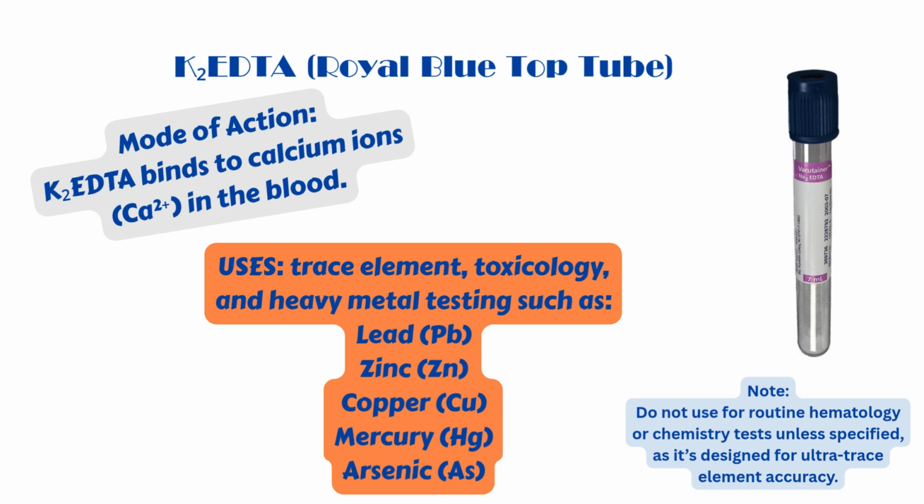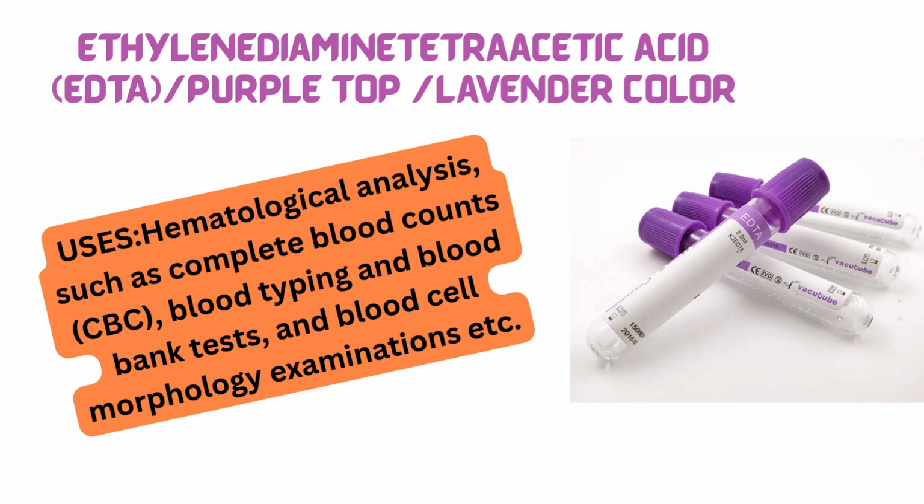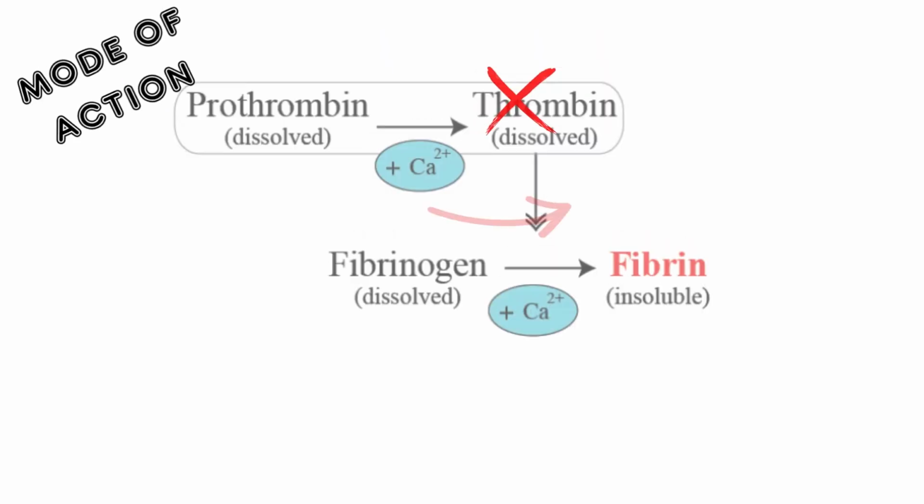K2-EDTA, royal blue top tube. Mode of action: K2-EDTA binds to calcium ions, Ca²⁺, in the blood. Uses: trace element, toxicology, and heavy metal testing such as lead, Pb, zinc, copper, Cu, mercury, Hg, arsenic, As.